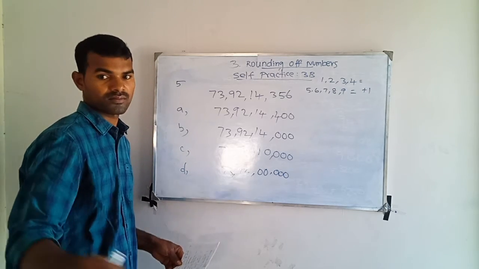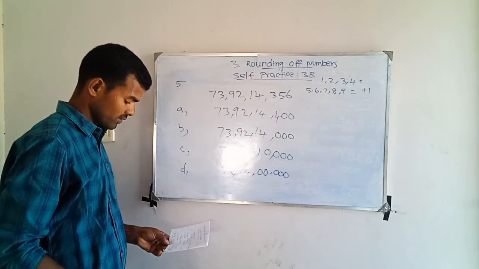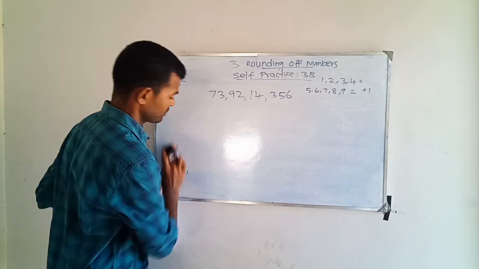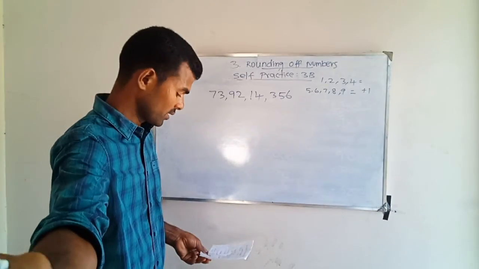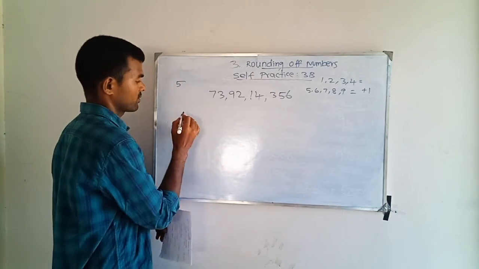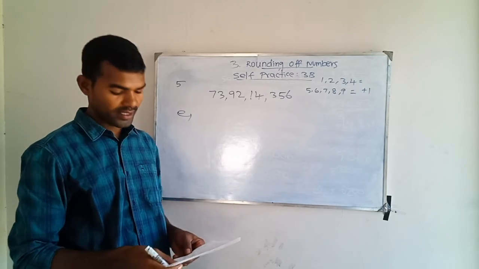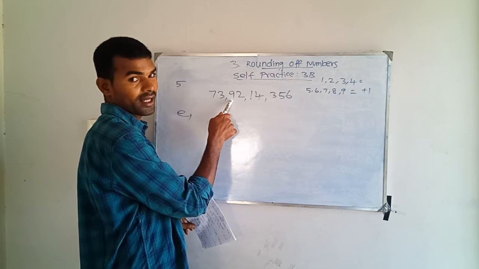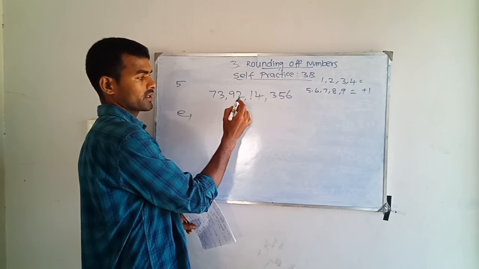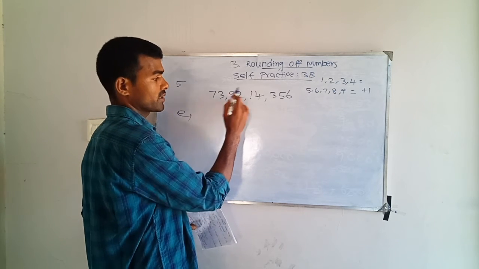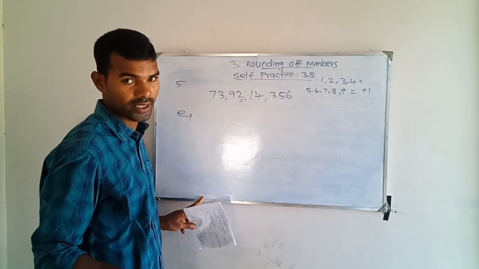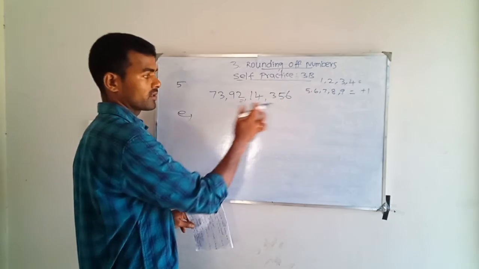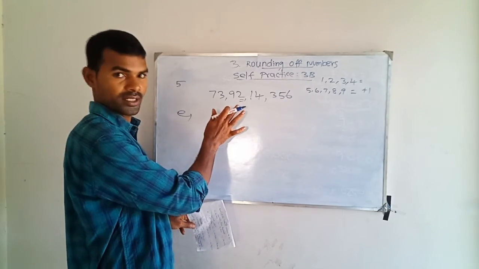Next, question E. Find the nearest 10 lakh. So we know this is the 10 lakhs place. 9 is in the 10 lakhs place. So look at the lakhs place. The lakhs place has 2 here. If 2 is coming, which is less than 5, then up to the lakh all the digits become 0, and the remaining digits stay as they are.